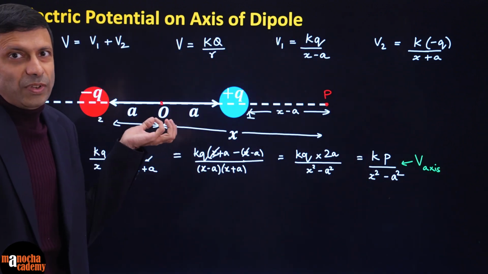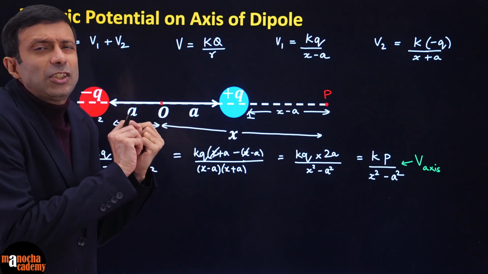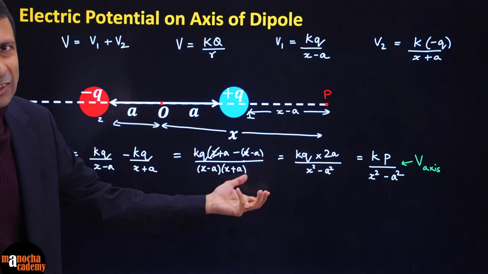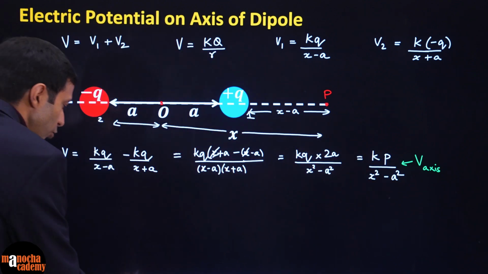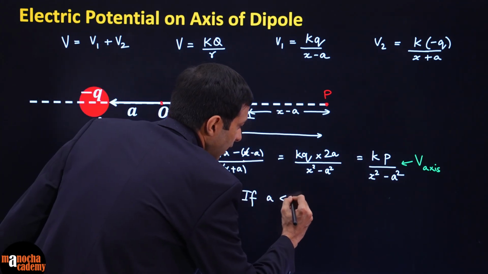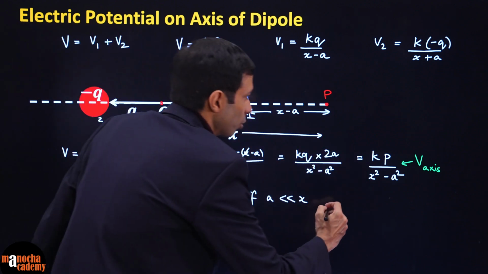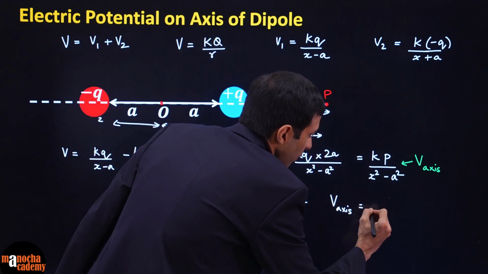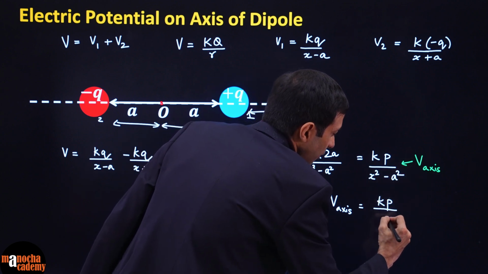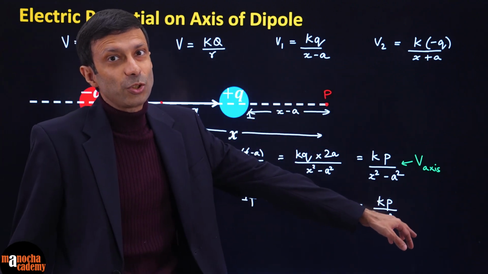So that's going to be our potential along the axis of the dipole at a distance x from it. Now you know that a dipole, we said, is two equal and opposite charges separated by a very small distance. So typically this a is much smaller than x, right? The distance x is typically larger. If a is much smaller than x, we can ignore it, so a square will be even smaller than x square. Then the formula becomes kp by x square. That is the electric potential on the axis of the dipole.